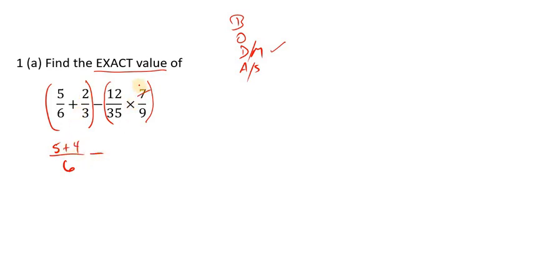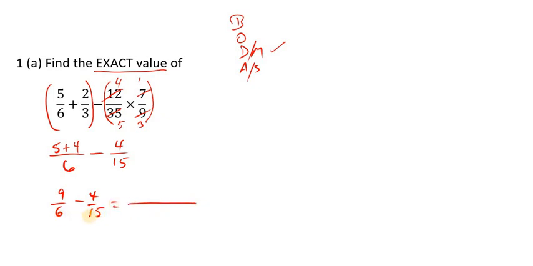Minus, simplifying this, 7 goes into 7 once, into 35 five times. 3 goes into 9 three times, and 3 goes into 12 four times. Now 4 times 1 is 4, 5 times 3 is 15. Now I need to find the LCM of these, 6 and 15. Now let me just rewrite this as 9 over 6 first.